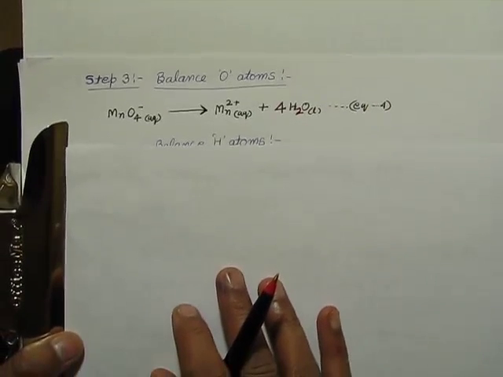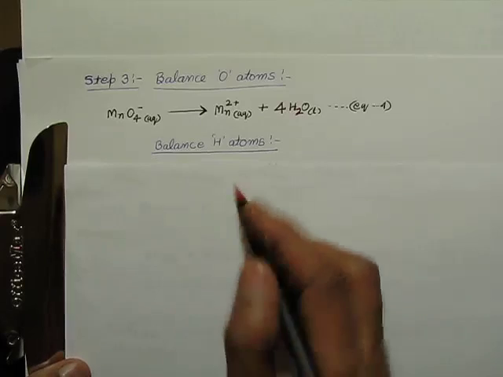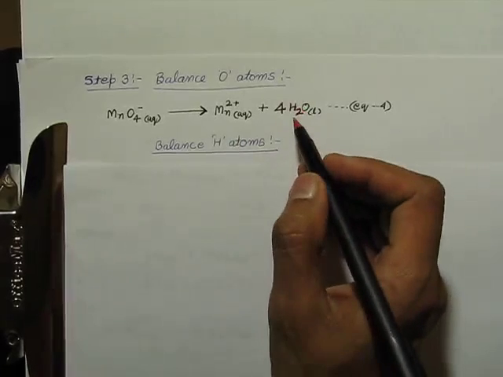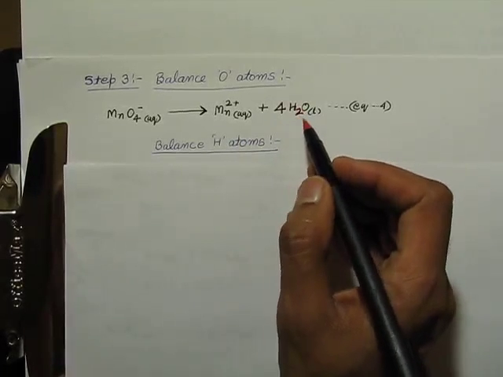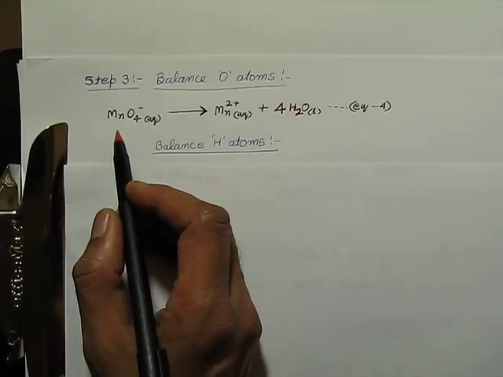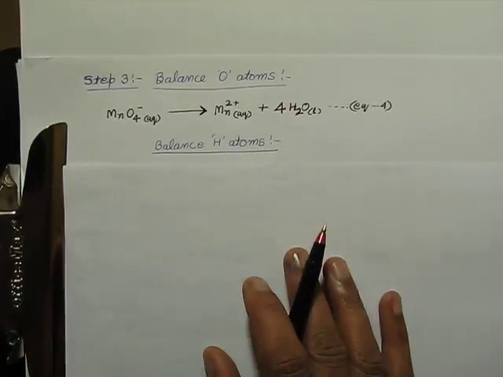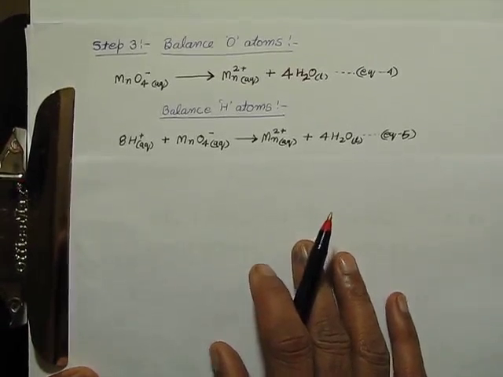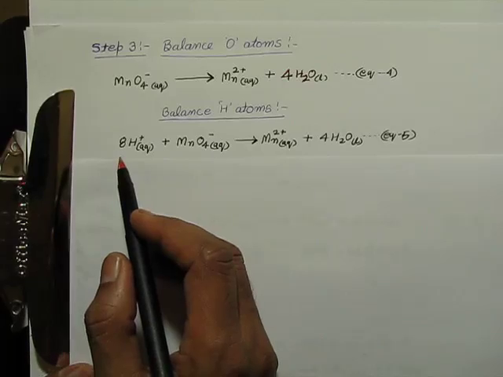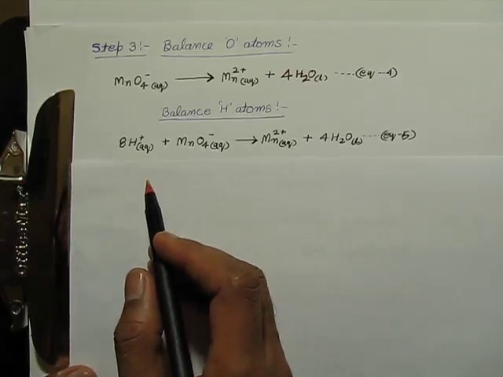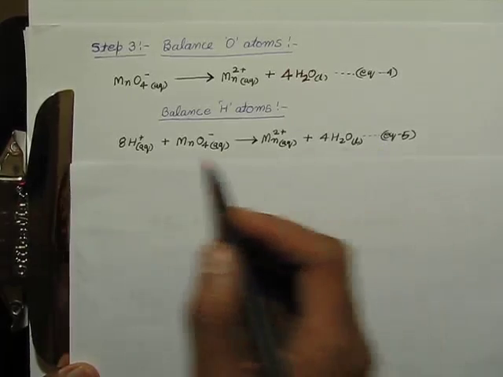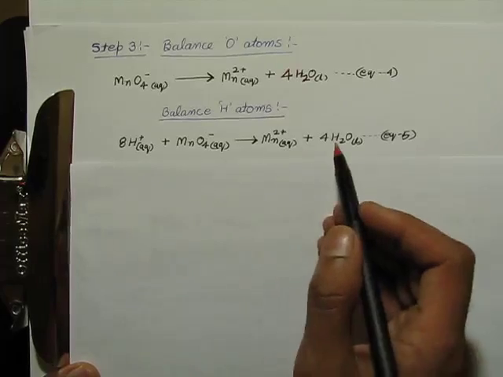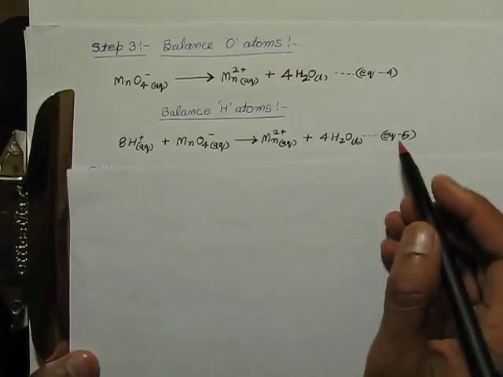And then now we have to balance hydrogen in this reaction. You can see on the right hand side there are 8 hydrogen, and on the left hand side there is no hydrogen. So we have to add 8 hydrogen ions on the reactant side, then the hydrogen will be balanced. So manganese is already balanced, oxygen is balanced, and hydrogen is also balanced. Let's give equation number 5.